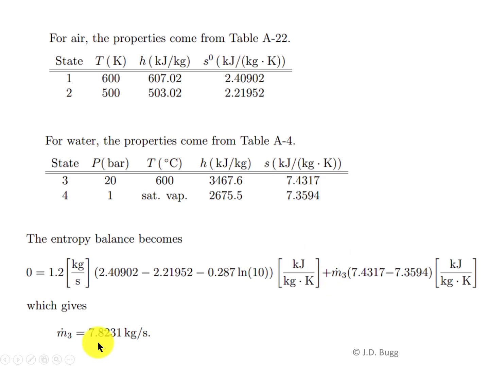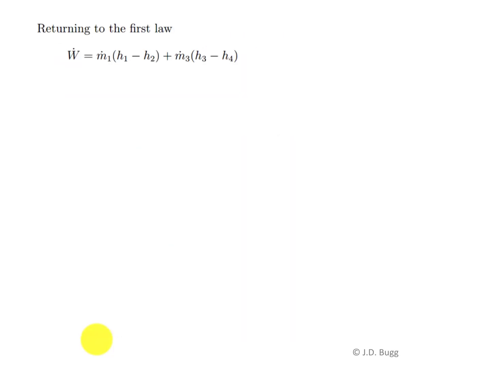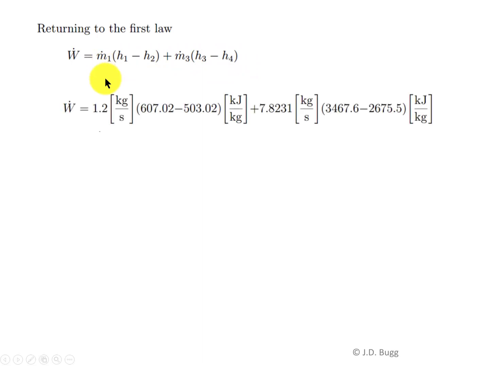And m dot 3 comes out to 7.8231 kilograms per second. Now we can go back to the first law, because now we've solved for this mass flow rate and we looked up all 4 of these enthalpy values, so we know everything on the right-hand side of this equation now. So substituting all of that in, mass flow rate of the air times the enthalpy change of the air plus the mass flow rate of the water times the enthalpy change of the water. And that works out to 6321.5 kilowatts or 6.32 megawatts.